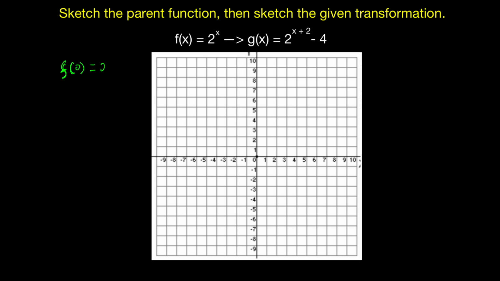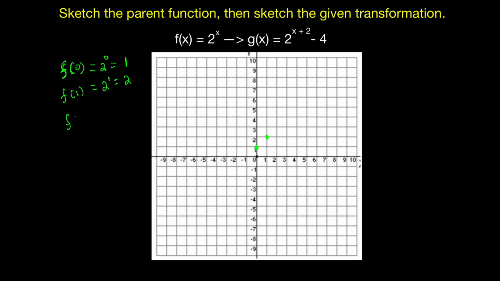Now f of 0 is going to give me 2 to the 0 power, and then that's just going to be 1. So at 0, we're going to plot 1. Then I can do f of 1. And in order to evaluate f of 1, we're going to replace x with 1. So here we get 2 to the first power, and then that's going to give me 2. So at 1, I'm going to go all the way up to 2.